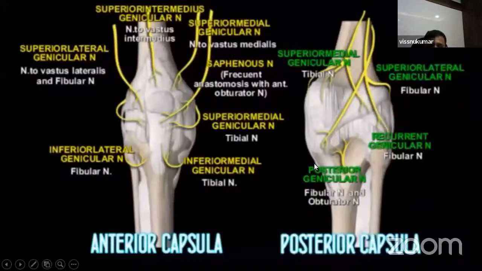Almost there is no quadriceps weakness. Let us see the anatomy. So this is the knee joint innervation. The knee joint has 12 nerves, 12 different genicular nerves. The knee joint is supplied by the branches of femoral, obturator, and sciatic nerves.